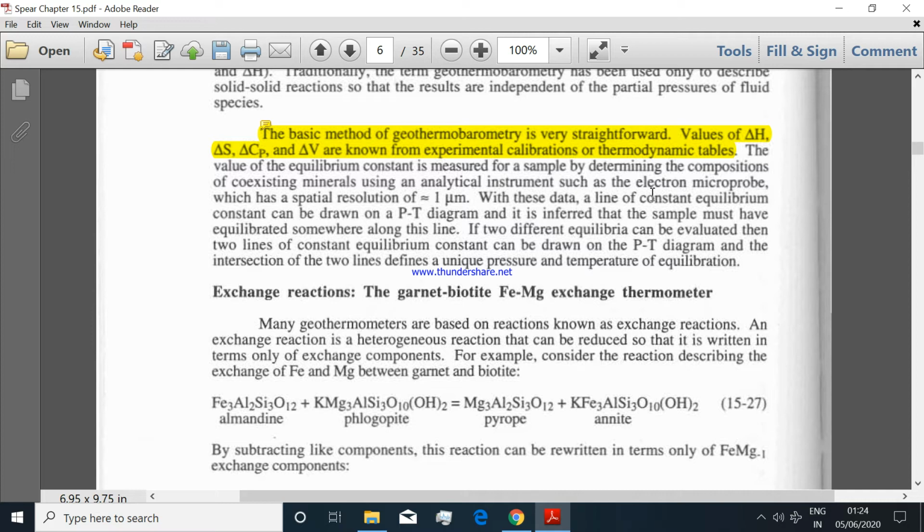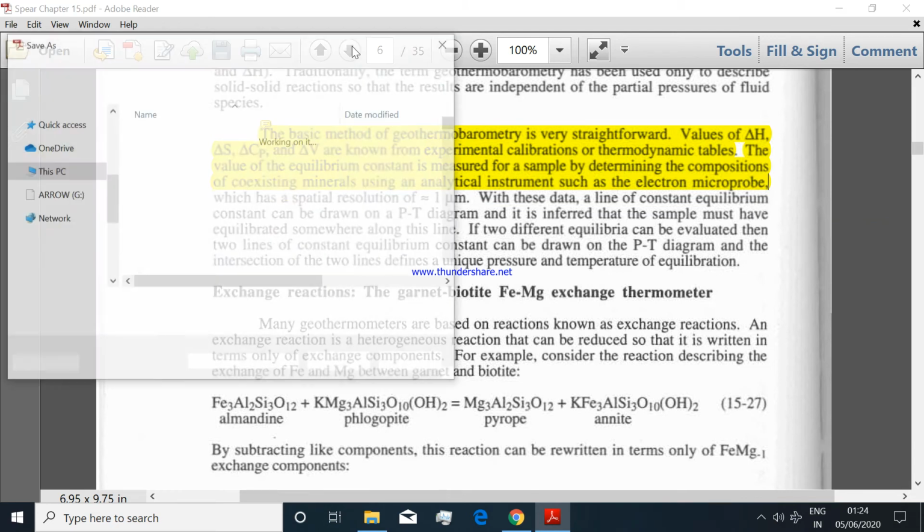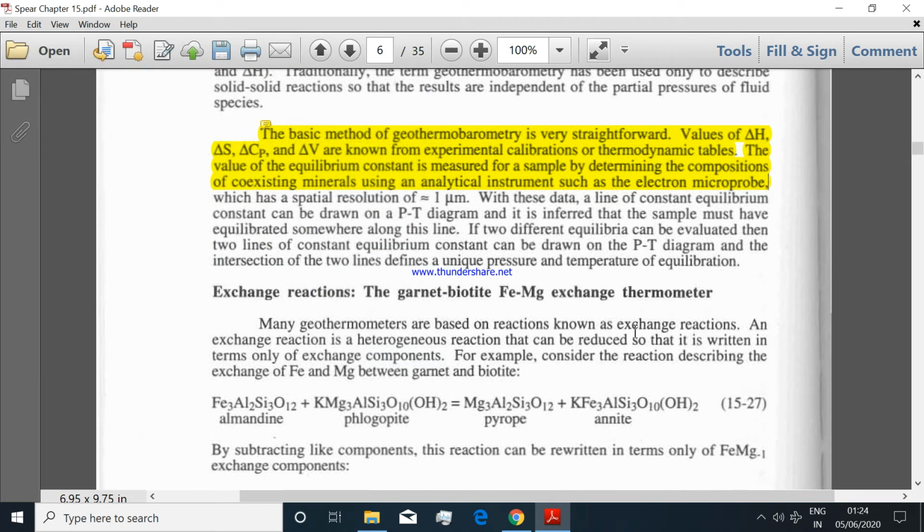And the value of the equilibrium constant is measured by determining the composition of the existing minerals in the sample using an analytical instrument such as an electron microprobe. And this is a very important thing, why the microprobe is important, and why even metamorphic petrologists use the microprobe. However, there are new instruments all over the globe being used for metamorphic purposes, like LA-ICP-MS, or laser ablation, for spot point analysis, as well as SHRIMP nowadays. And with this data, a line of constant equilibrium can be drawn on a pressure-temperature diagram. It is inferred that the sample must have equilibrated somewhere along this line.